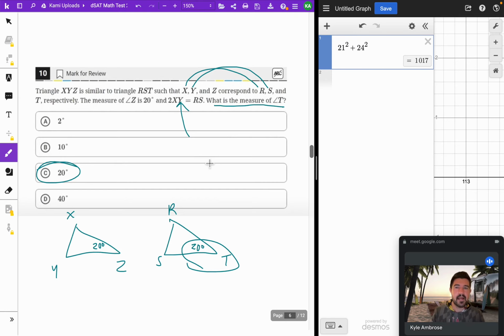It doesn't matter how the length of the sides relate to each other, right? XY and RS are these sides. And they say that double XY and you get RS. So RS must be twice as long. But that doesn't matter for the angles, because in similar triangles, the angles that are corresponding to each other are always equal to each other. The answer would be C.